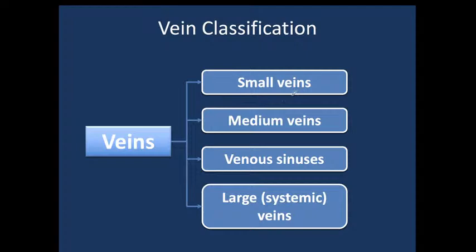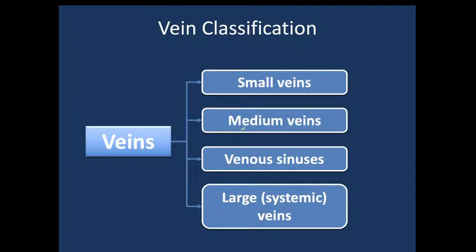Small veins usually receive blood from the venules in the microcirculatory bed. They are up to 1 millimeter in diameter, only 1 millimeter, not more. And they have a tunica media of 1 or 2 layers of smooth muscles and a thin tunica externa.